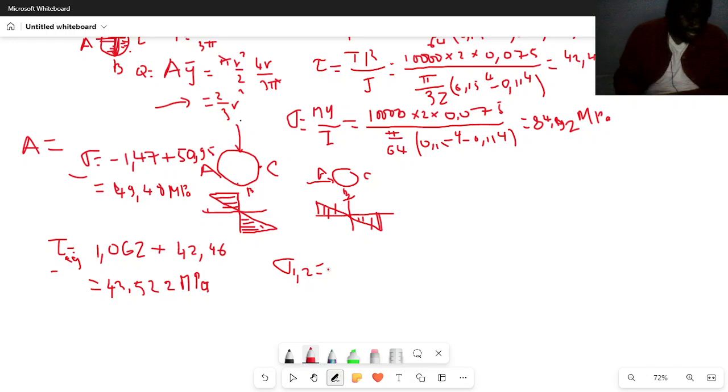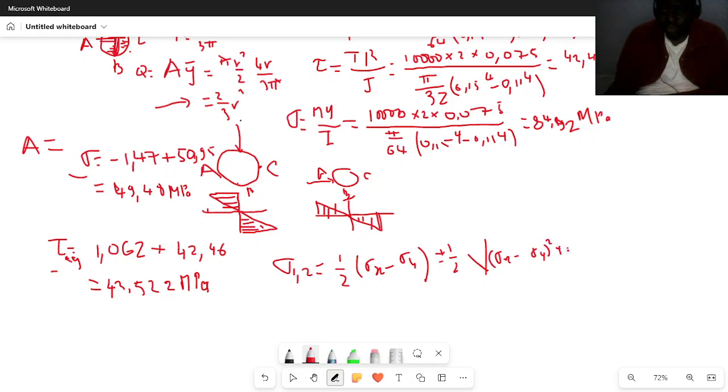What was the formula again? I think it is half rho x minus rho y, plus minus half. We've seen this formula. I think it is rho x minus rho y. Is it everything squared, or is it only plus 4 times rho xy squared?